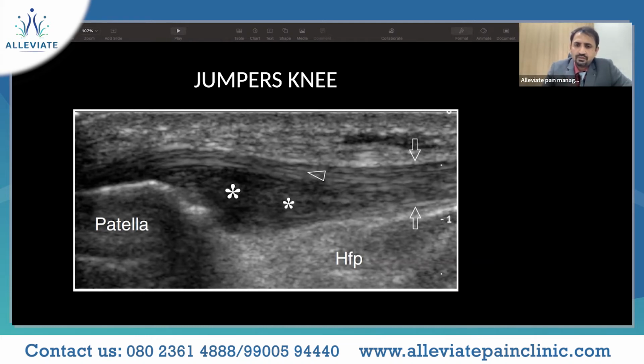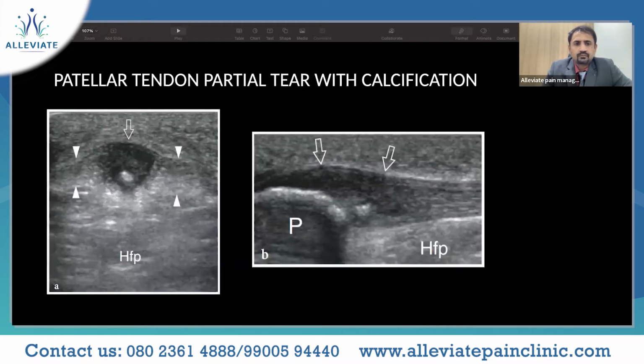You can also appreciate the Hoffa's fat pad in this. The upper end of the proximal patellar tendon is normal, whereas the deeper fibers are lost. There is a little partial thickness tear also at that, where your asterisk is seen. This is again a patellar tendon partial thickness tear, wherein you can see a transverse and a longitudinal axis of the same thing. Small intra-substance calcification is also appreciated, and the tendon is normal on the medial and lateral side, whereas central focal tendinopathy is appreciated in this case.